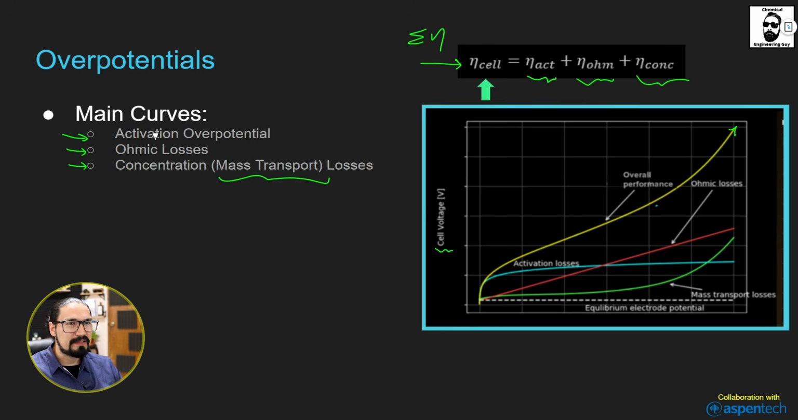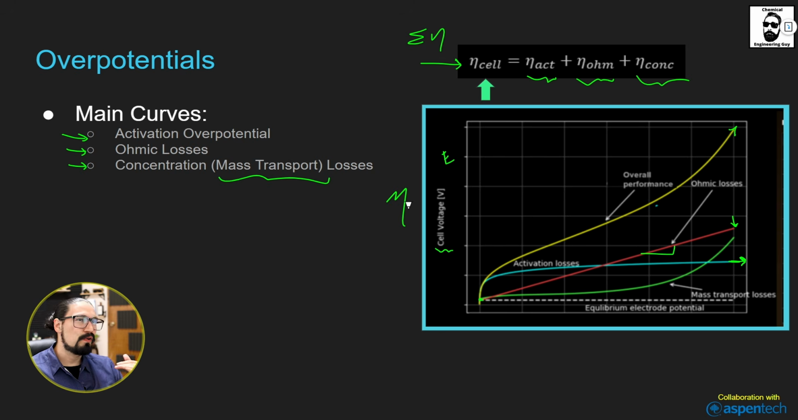Number one, activation overpotential is right here, the activation losses. As you can see here, it's going to maintain an almost constant value. Of course, it increases, but generally speaking, the activation loss is just that loss at the activation of the reaction. So we could say that this is a fixed value. Secondly, the ohmic loss, you can see this red line right here. This is a straight line, very proportional to the voltage or the overpotential.